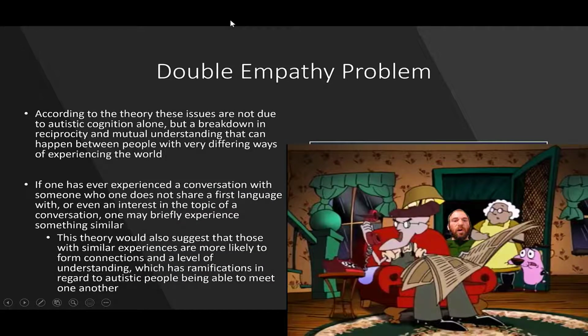Now let's continue on with this theory and expand on it a little more. According to the theory of the double empathy problem, these issues are not due to autistic cognition alone, but a breakdown in reciprocity and mutual understanding that can happen between people with very differing ways of experiencing the world. If one has ever experienced a conversation with someone who does not share a first language, or even an interest in the topic of the conversation, one may briefly experience something similar. This theory would also suggest that those with similar experiences are more likely to form connections and a level of understanding, which has ramifications in regard to autistic people being able to meet one another.